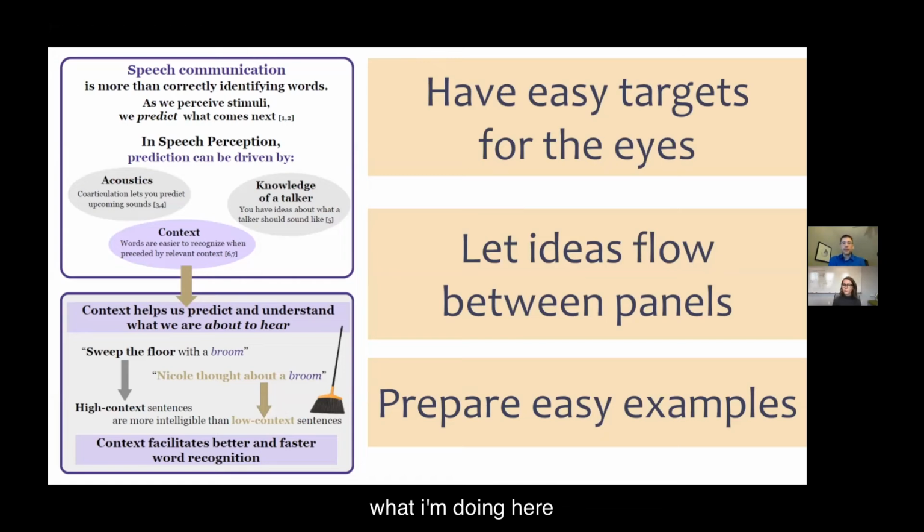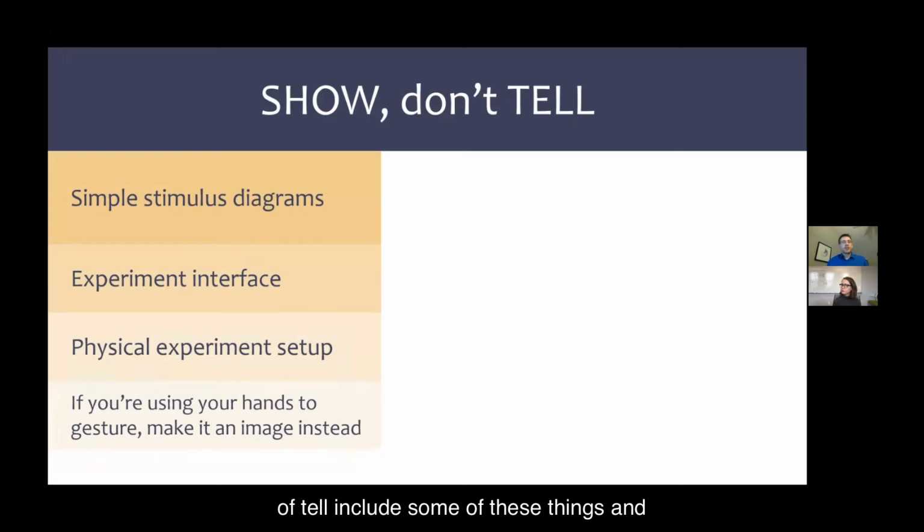What I'm doing here is showing rather than telling. So the times that you want to show instead of tell include some of these things, and you can think of other opportunities as well. For diagramming a stimulus, diagramming what the interface looked like for your experiment. Did you have a screen that a person was clicking a button on? Did you have a camera? Did you have a maze that an animal was running through? You can show that instead of describing it.